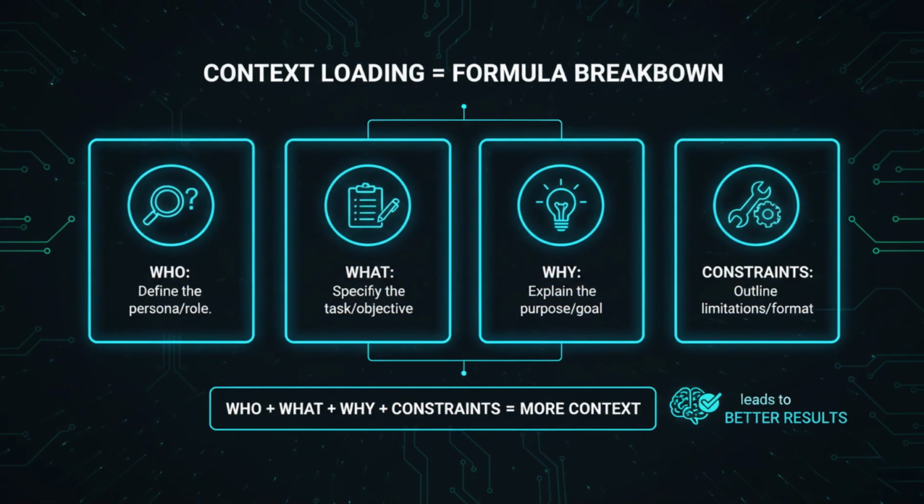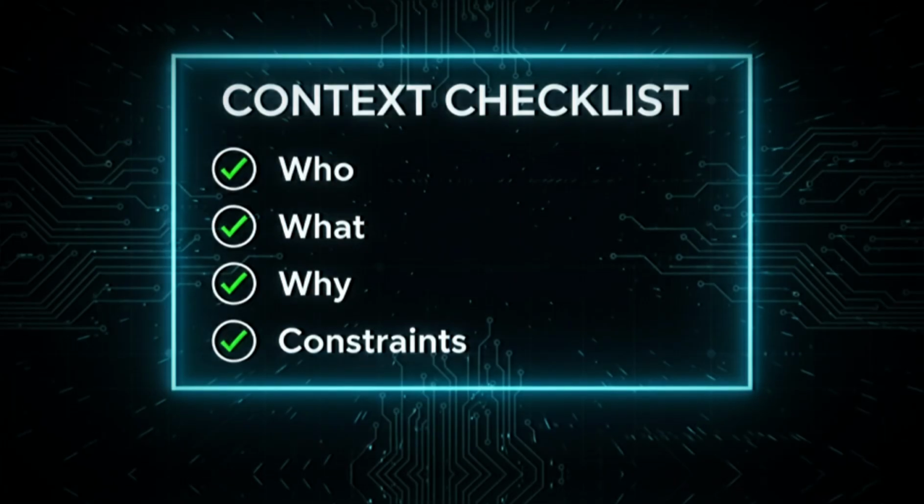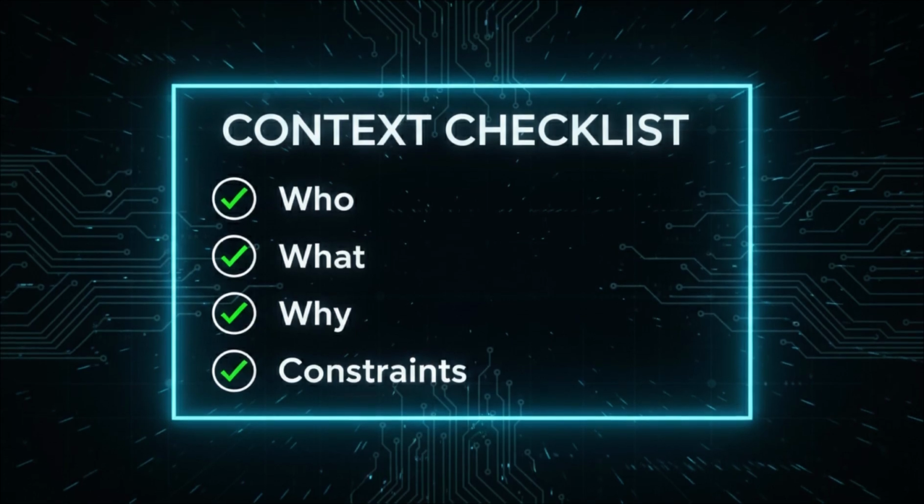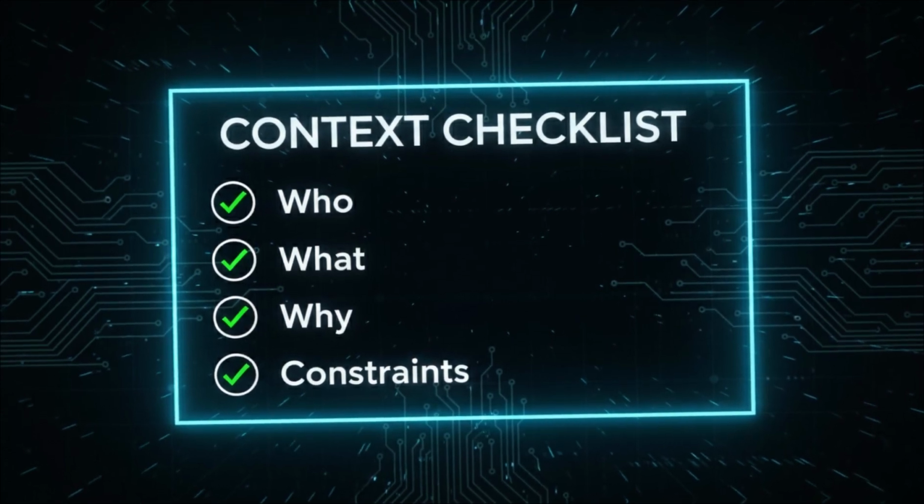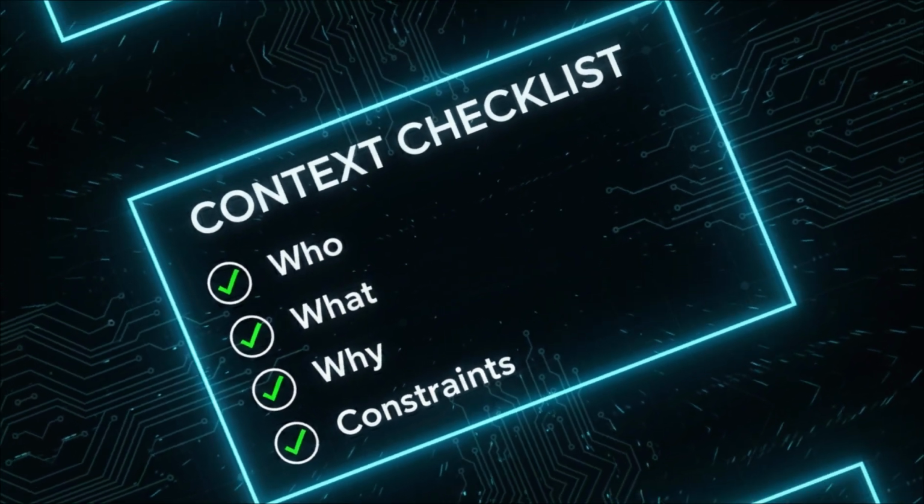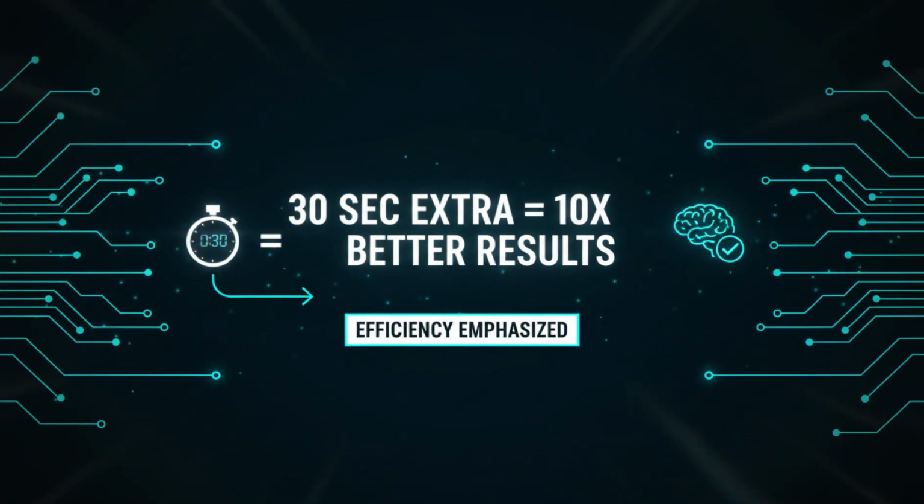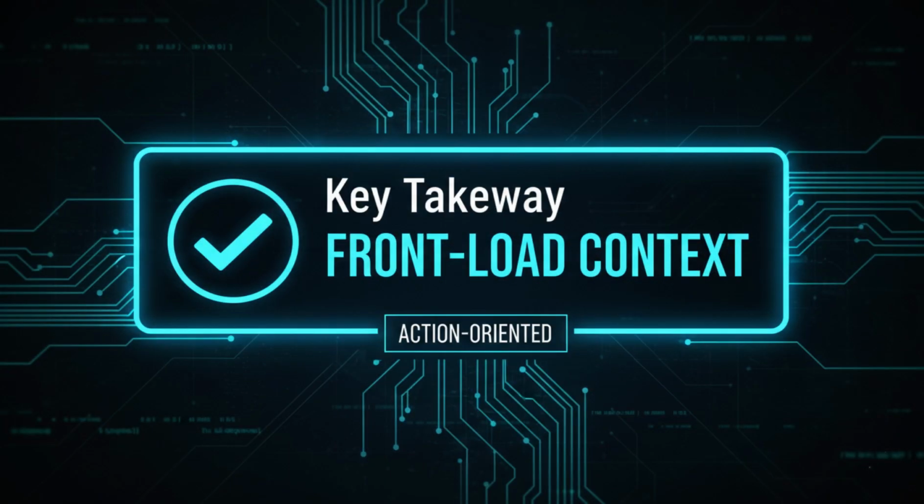The context loading formula is simple. Include who you are, who your audience is, what your goal is, and any relevant constraints or requirements. This takes 30 extra seconds, but improves results dramatically.